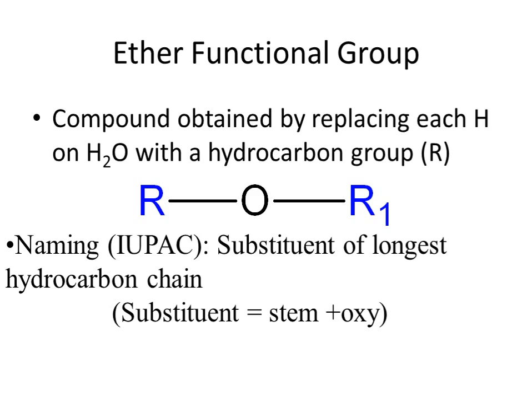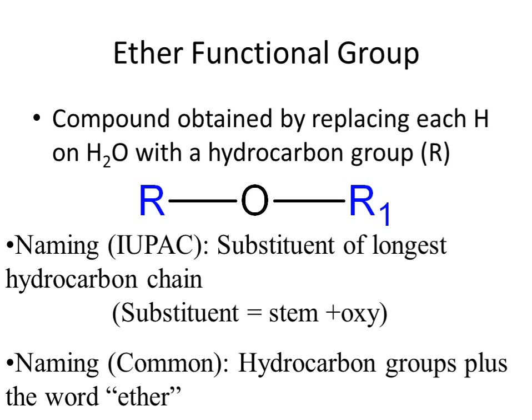And the way that you name that substituent is by taking the stem name of that shorter hydrocarbon group. So if it's a 1 carbon group, it would be meth, 2 carbons would be eth, 3 carbons would be prop, so on and so forth. And then you put the word oxy on at the end. So a 1 carbon ether substituent would be called methoxy, 2 carbons would be ethoxy, 3 would be propoxy, so on and so forth. And then you name the parent chain.